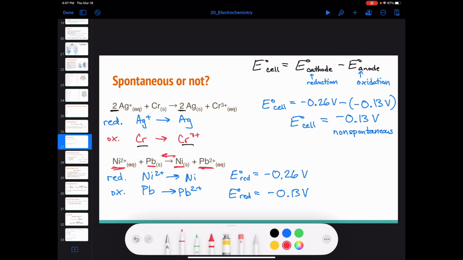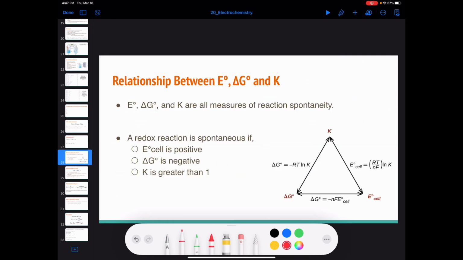So what you're probably noticing is we're talking a lot about spontaneity, right? And we've talked about spontaneity before. We talked about it with K, right? We said that if K is greater than 1, a reaction is spontaneous. We also talked about our Gibbs free energy, and we said that if delta G is negative, it's spontaneous. And we just learned one more thing, that if our cell potential is positive, it's spontaneous, okay?